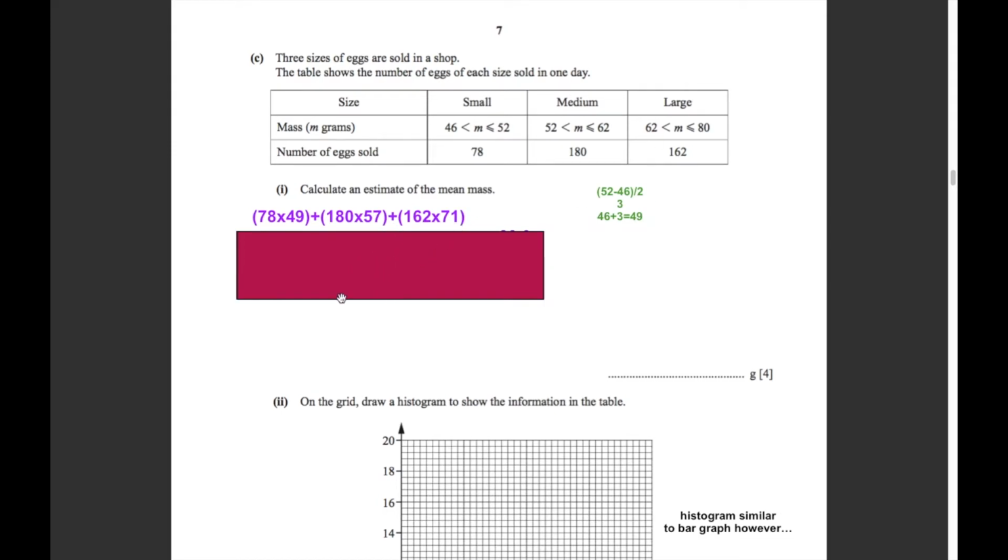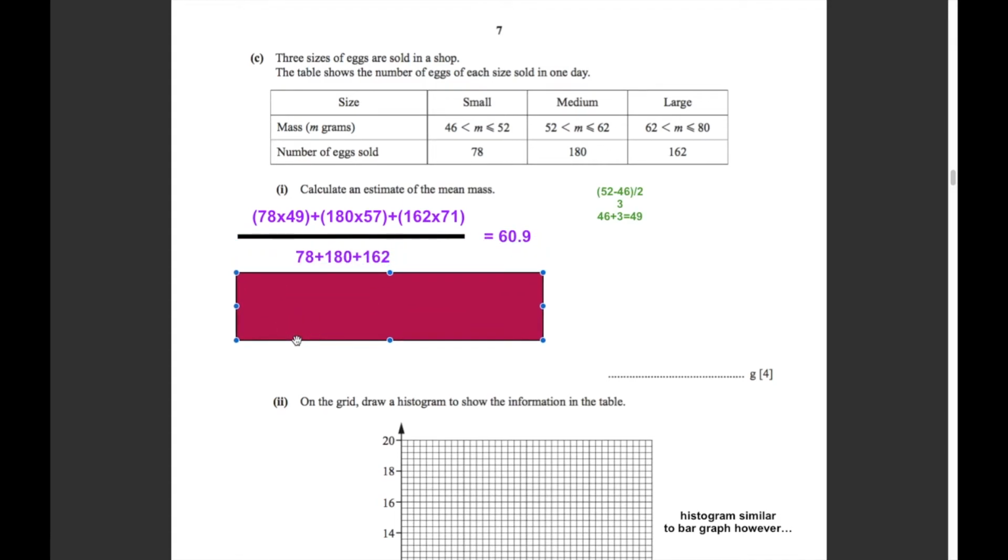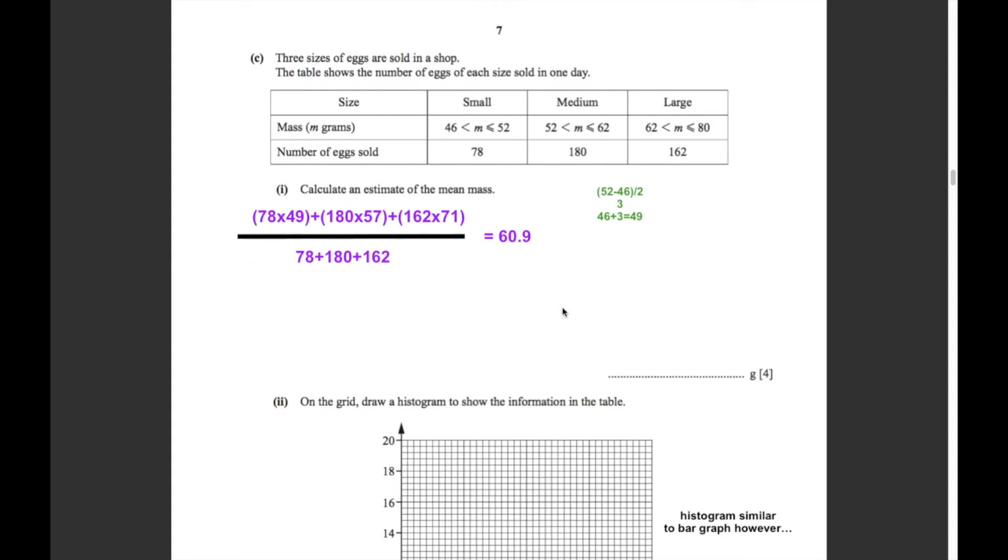So that's what we did, right? So what we're supposed to do now, once we do that, is divide by the total, which they didn't tell us. Last time they told us there were 24 students. They didn't tell us the number of eggs sold. So we just have to add them up. Place that into your calculator, and you get 60.9 grams. I'm just going to leave it to, again, 3 significant figures.